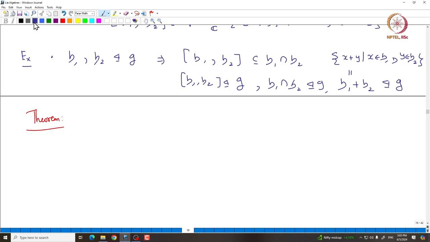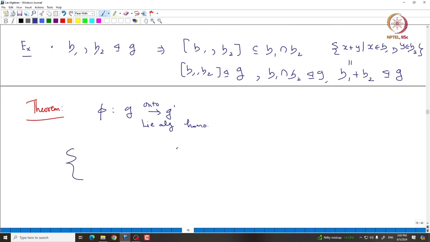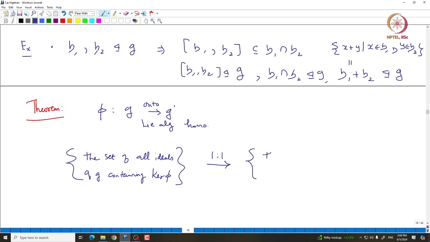If you start with a surjective Lie algebra homomorphism, let us call it pi, then using this map pi, one can define the following bijection between the ideals of G containing the kernel and the ideals of the image. So, what are the sets? You take the set of all ideals of G containing the kernel of pi, and you define a one-to-one correspondence to the set of all ideals of pi of G, which is G dash.